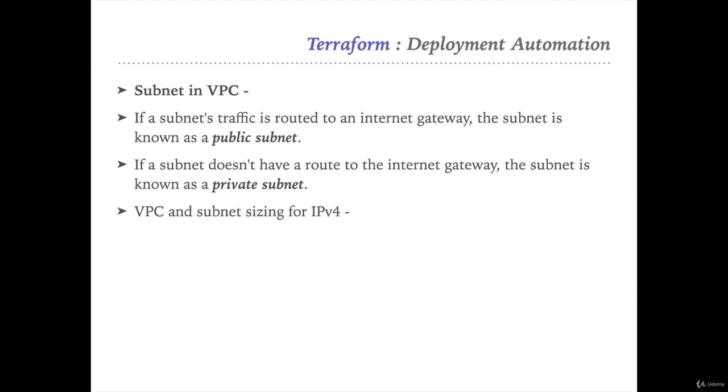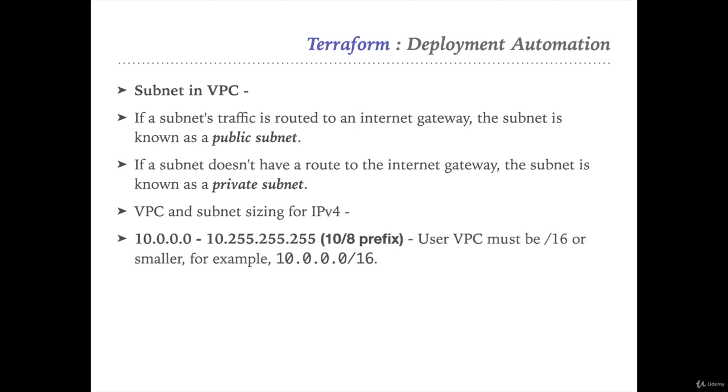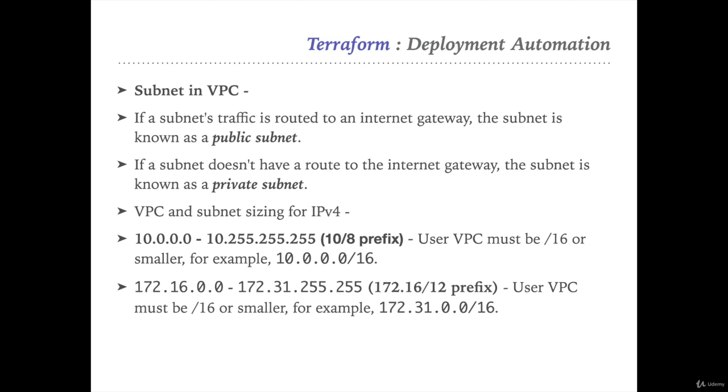VPC and subnet sizing for IPv4. So this is the defined subnet sizing for the VPC in AWS. You can define 10.0.0.0 with an /8 CIDR block, right? That will range the IP from 10.0.0.0 to 10.255.255.255. In that case, if we define 10.0.0.0 inside the subnet, then the user must define the CIDR block /16 or smaller.